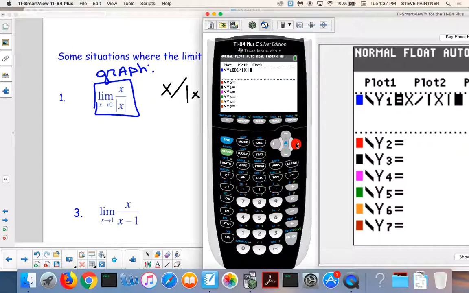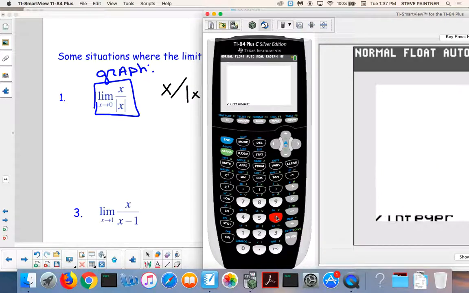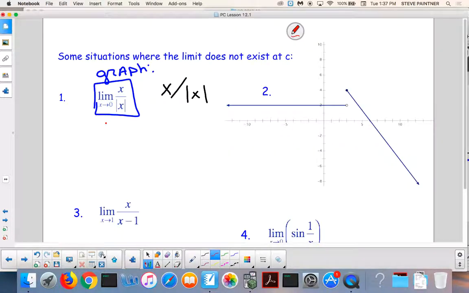Go ahead and graph it. To graph it, I'd hit zoom, and I'd hit number 6, which is your standard 10 by 10 window. There it is. Good? It's 2 horizontal lines. Where do they hit the y-axis? 1 and negative 1. So here's me again. I'm going to graph it. Here's 0. So here's 1 this way. Here's negative 1 this way.